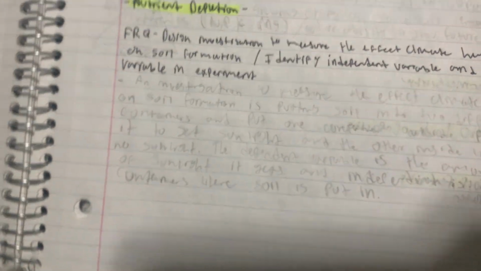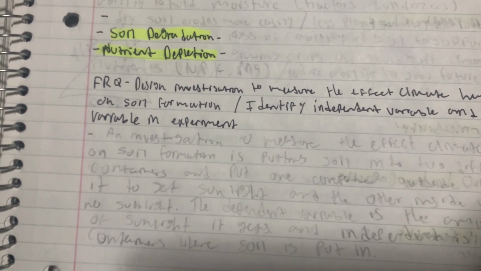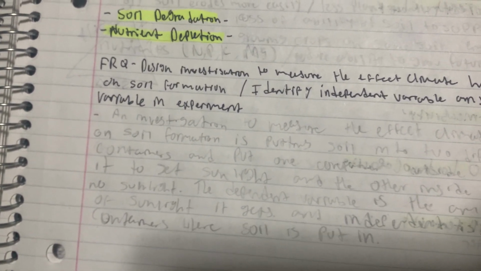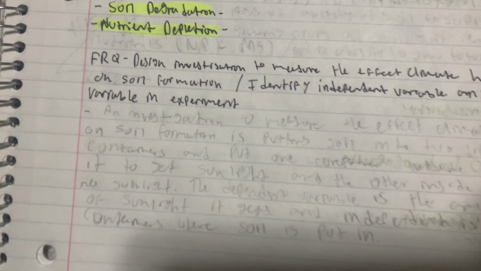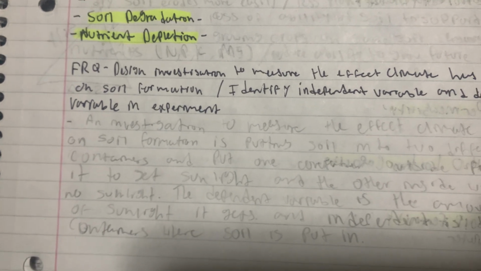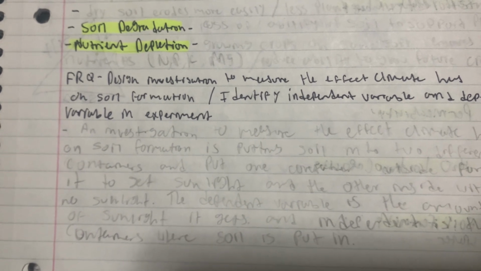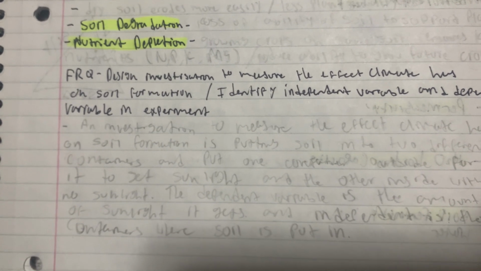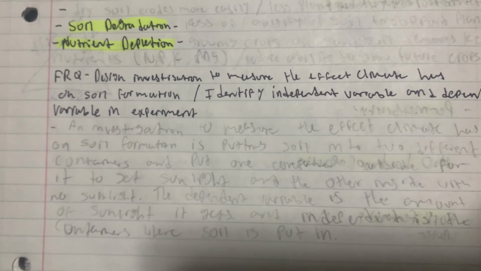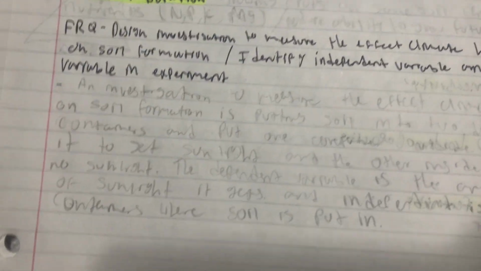Then there's the FRQ, which is to design an investigation to measure the effect climate has on soil formation, and identify the independent variable and dependent variable in the experiment. What I put was an investigation to measure the effect climate has on soil formation, putting soil into two different containers and putting one container outside to get sunlight and the other inside with no sunlight. The dependent variable is the amount of sunlight it gets, and the independent is the containers the soil is put in. And those are my notes for 4.2.